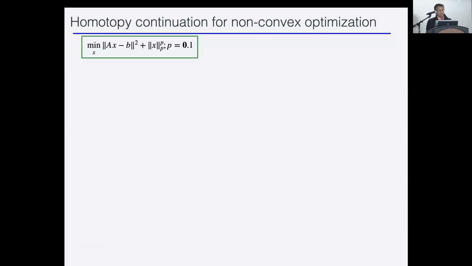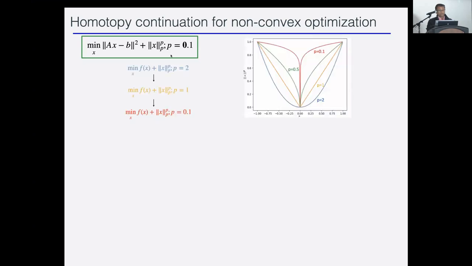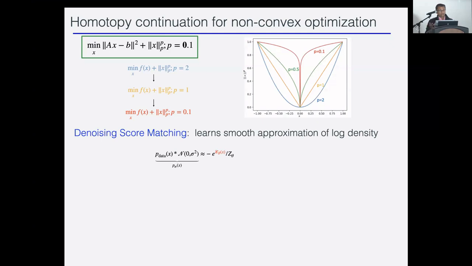Our idea was motivated by diffusion-like methods and also homotopy continuation, which is widely used in non-convex optimization. For example, if you are trying to minimize the LP norm, you start with L2 and gradually reduce P, and thereby you get good results.